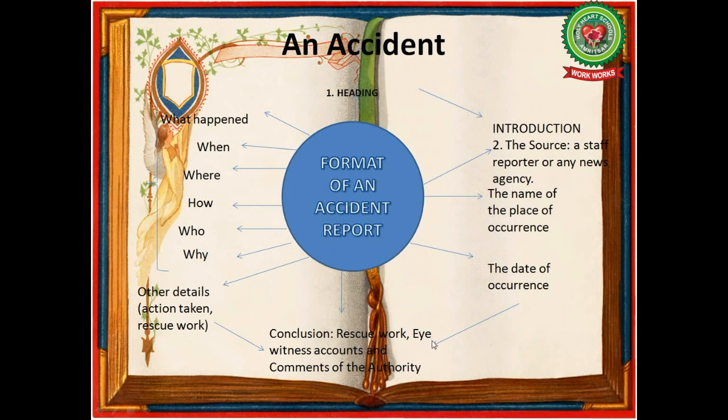You can talk about eyewitness accounts, that means the person who has seen this accident occurring. This will be in the first person pronoun and you are to quote it. That means it will be kept in inverted commas. Then you give the comments of the authority. It can be government employees, the government authority itself, or any local authority.